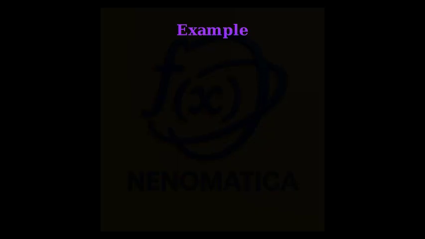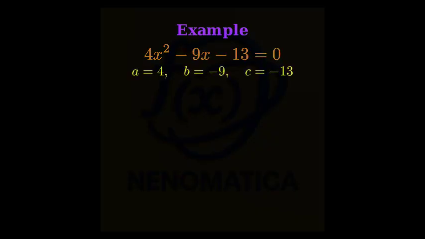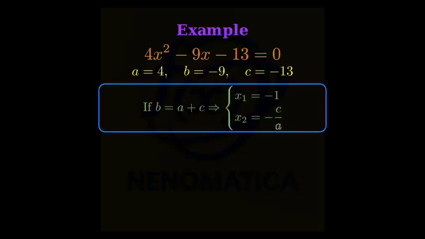Example: we will solve the quadratic equation 4x squared minus 9x minus 13 equals 0, using a quick special case trick when b equals a plus c. First, write the equation clearly and identify a, b, and c. Here is the rule. If ax squared plus bx plus c equals 0, and b equals a plus c, then x1 equals negative 1, and x2 equals negative c over a.